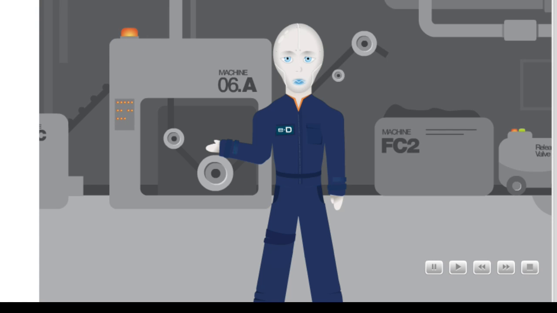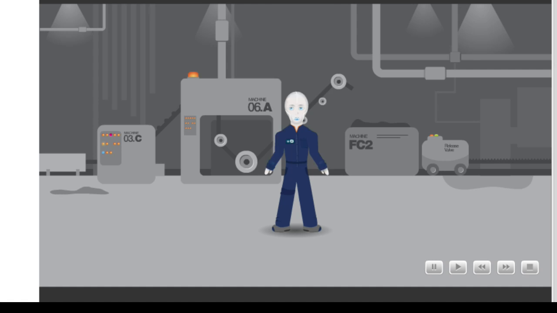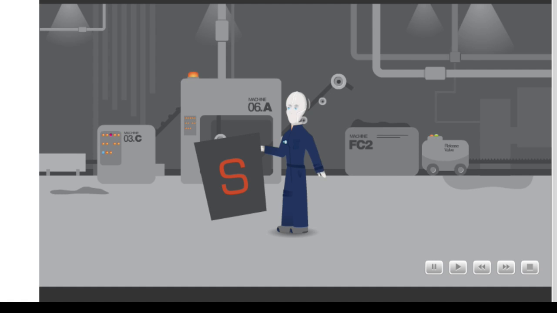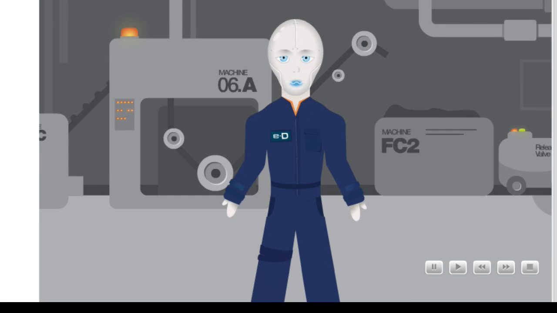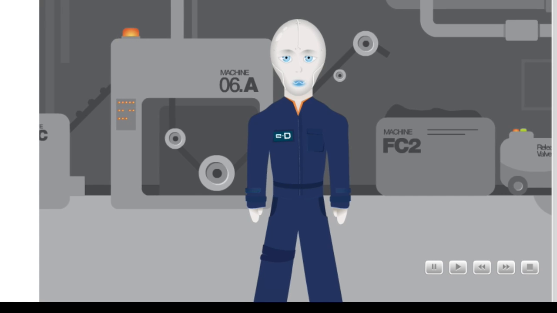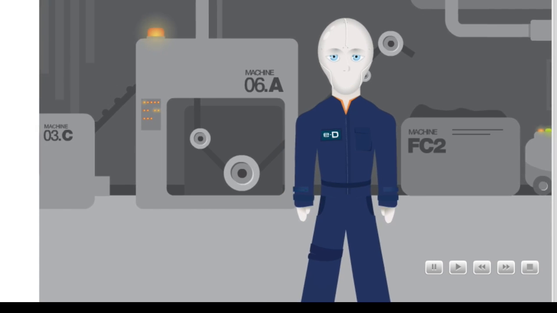Okay, let's review. Give me a W. Give me an H. Give me an M. Give me an I. Give me an S. What does it spell? WHMIS. And what does it stand for? Workplace Hazardous Materials Information System.